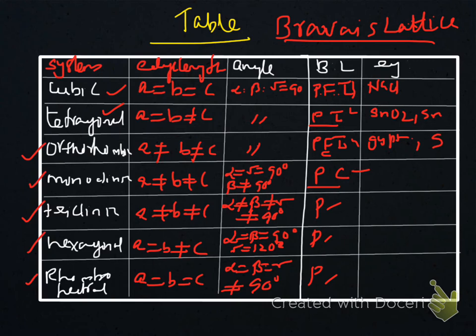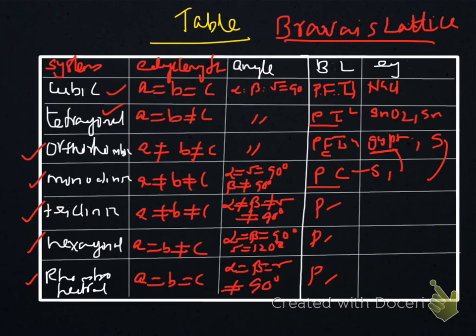For the monoclinic system we have sulfur and also borax, similarly gypsum, etc. Gypsum can have two forms, monoclinic and orthorhombic. Sulfur can also have two forms, orthorhombic and monoclinic. Depending on the temperature and other conditions, they can exist either in orthorhombic or in monoclinic form.